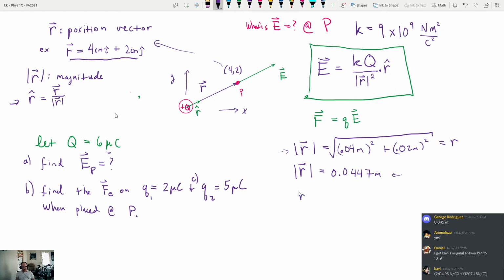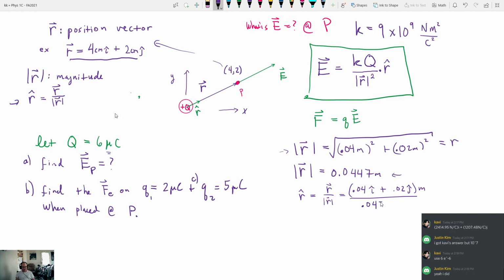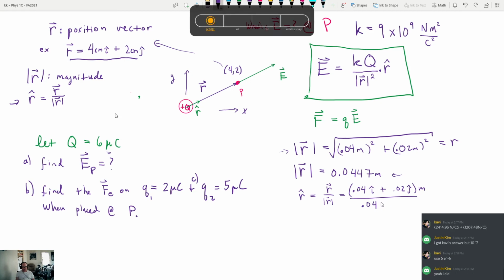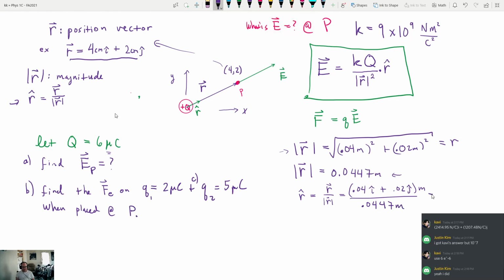So R hat is equal to, well, this isn't even really that hard to do, because we already have R that was given, and we just calculated the magnitude of R. Putting that together, R is 4 centimeters plus 2 centimeters, so it's 0.04 I hat plus 0.02 J hat. That's in meters. And we're going to divide that by the magnitude, 0.047 meters.